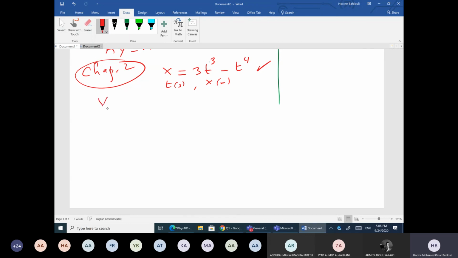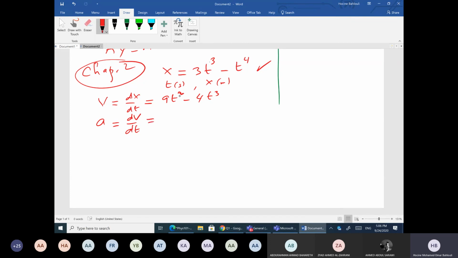Okay, here you have this formula, and from it you know everything: the motion, the direction, everything. For example, you want to find the velocity. Here, since the motion is along x, we don't say v sub x because there is no y, that's why we just call it v. It is the derivative of x with respect to time. So the derivative of t cube is 3t square, 3 times 3 is 9, so it will be 9t square. And for t fourth, it will be 4t cube, so minus 4t cube. This is the velocity.